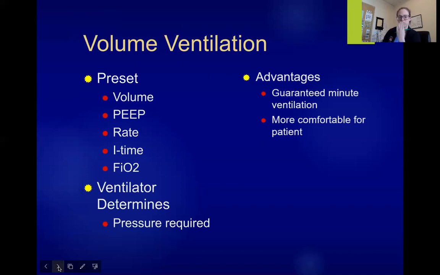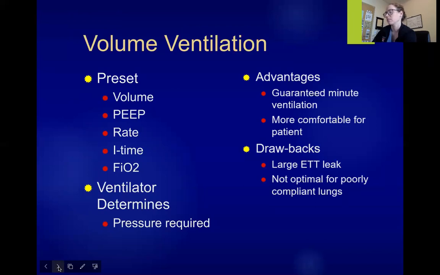So some advantages of volume ventilation: it's guaranteed minute ventilation. It's a more comfortable mode for your patients. However, there are some drawbacks. You can get a large leak around the ET tube, especially if you have an uncuffed tube. And it's not optimal for poorly compliant lungs. So if you have really sick ARDS lungs, it's not a good mode for them.